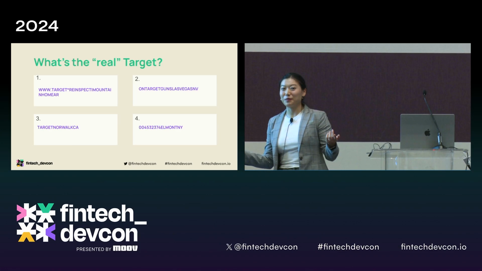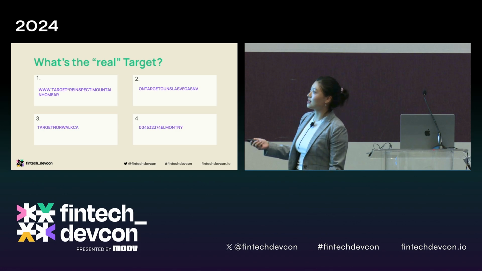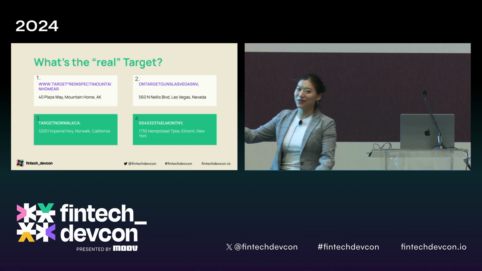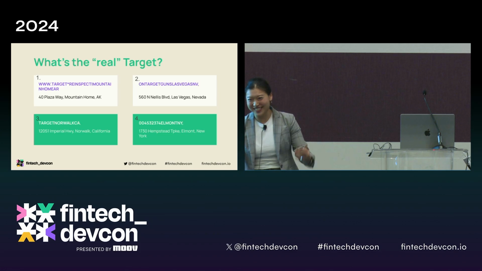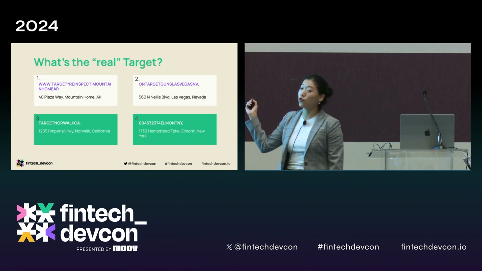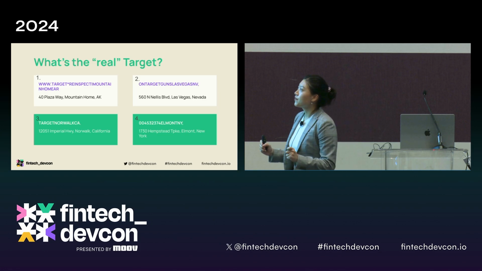So also, different people might have different standards, as I can see. Like people choose 1 or 3 or 4. Let's see. So this is the answer, 3 and 4. Congratulations, you are right. So 3 and 4 are actually transactions from Target, the department store.